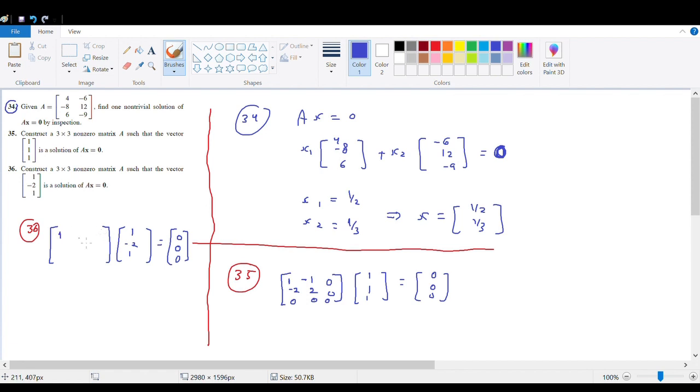So for example, if we take the first row 1, 1, 1, then 1 plus minus 2 plus 1 will give us 0. For the second row, we can take 3, 2, 1. So 3 minus 4 plus 1 will give us 0. Now if we take, for example, 2, half, minus 1, so 2 minus 1, then minus 1, this will give us 0. So you can choose any 3 by 3 matrix which satisfies this equation Ax equal to 0.